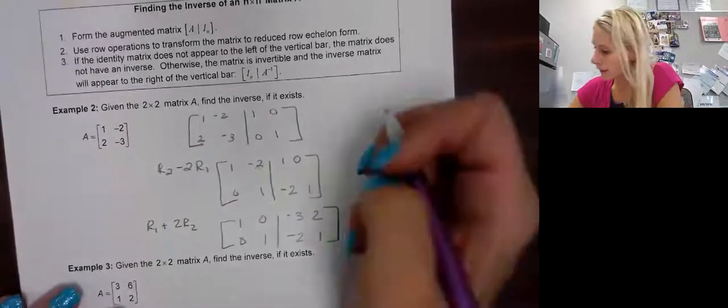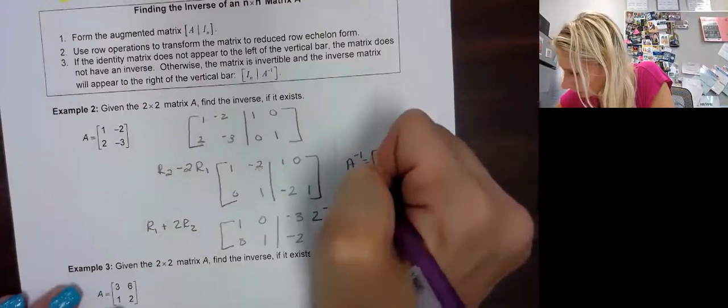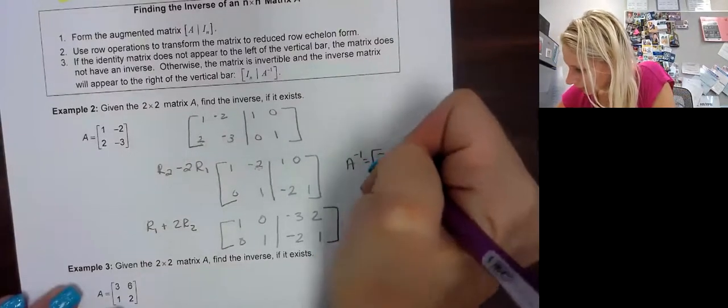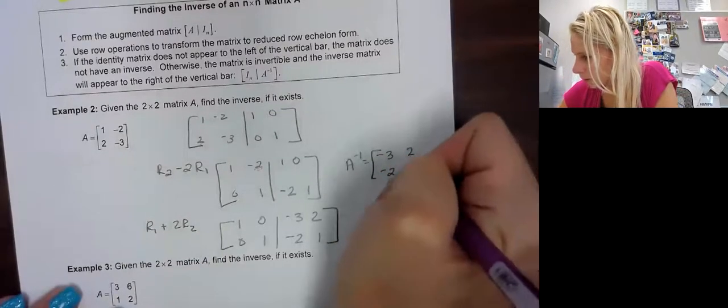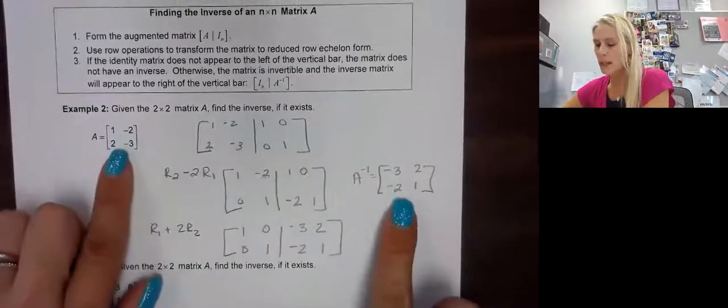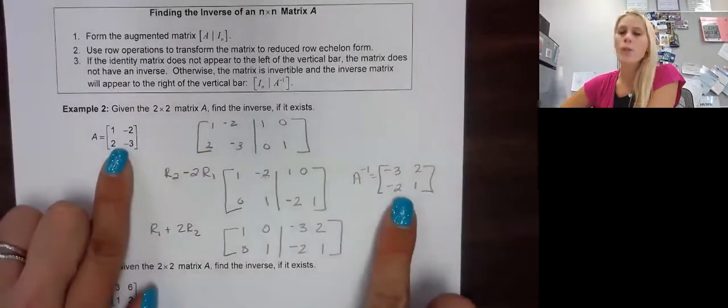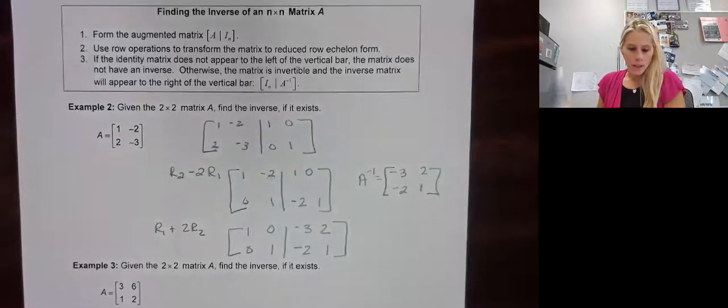So what does this mean? This means that the inverse of matrix A equals negative 3, 2, negative 2, 1. And of course, we could prove that by multiplying those two out. If we're able to multiply those two out, then they should give us the identity, okay?